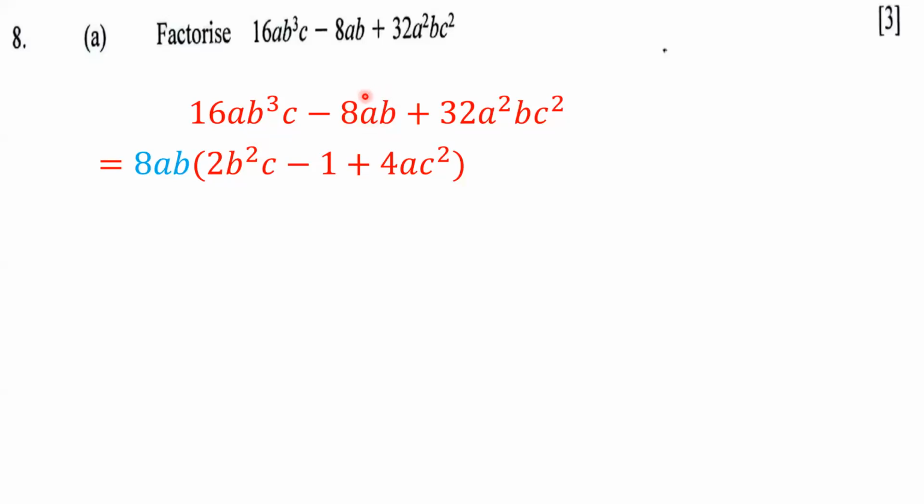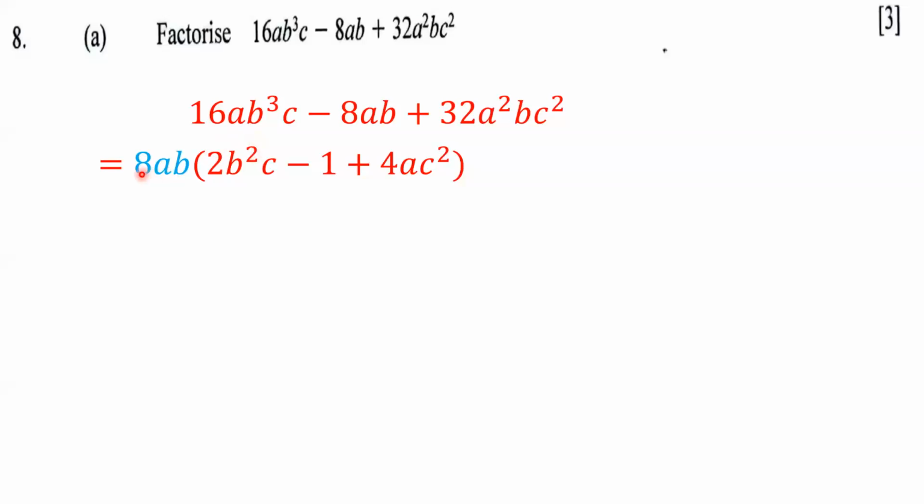Now let's move on to the next part. We have 8ab. All we need to do is multiply by 1 to get 8ab back. So that one is easy. We don't have to do anything for that one. And then for this one, we have 32a squared bc squared. And so how are we going to get that?